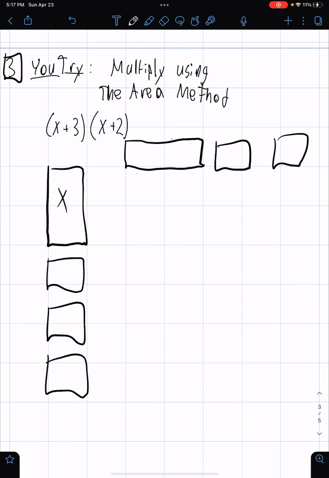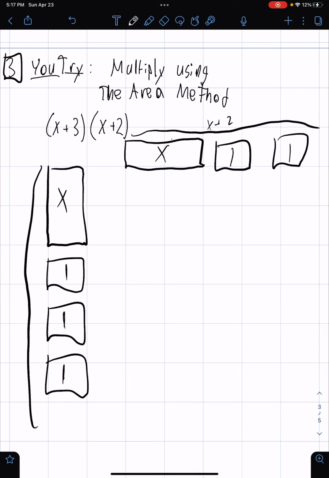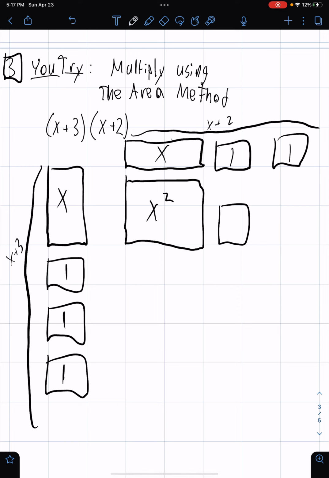So this is x, this is x, this is 1, 1, 1, 1, 1. This part up here is the x plus 2. And the section down here is x plus 3. And so when we multiply for this area, we would get x squared, then an x, and another x, then we would get an x, I'm sorry.